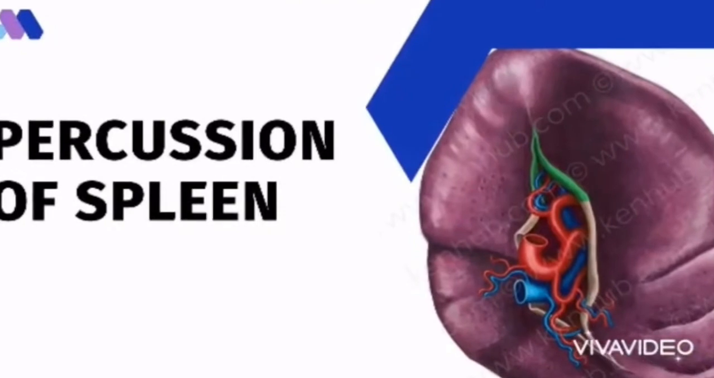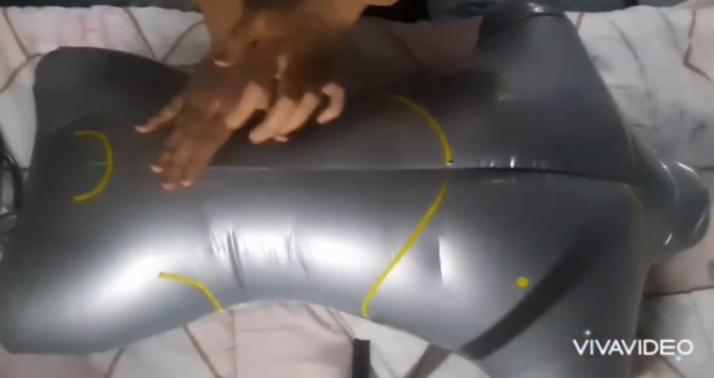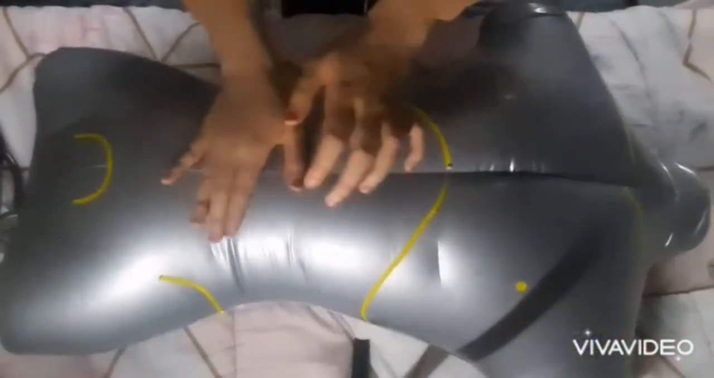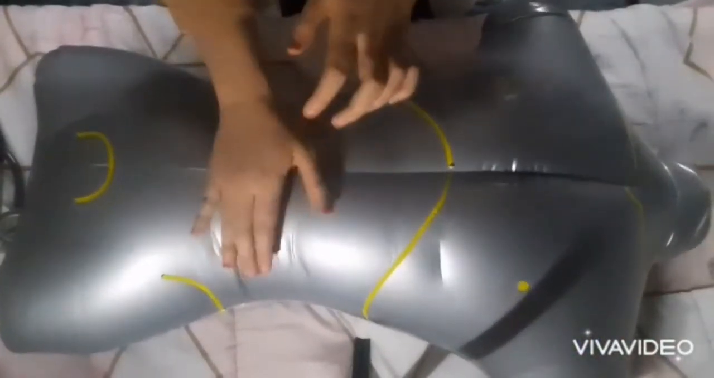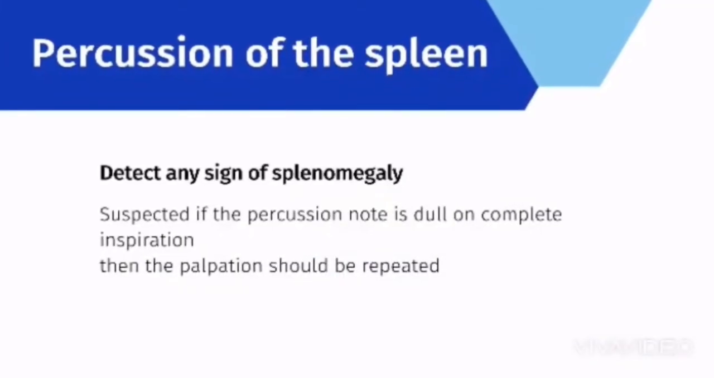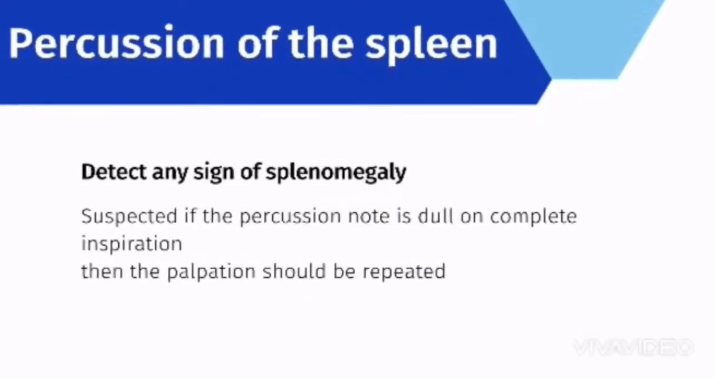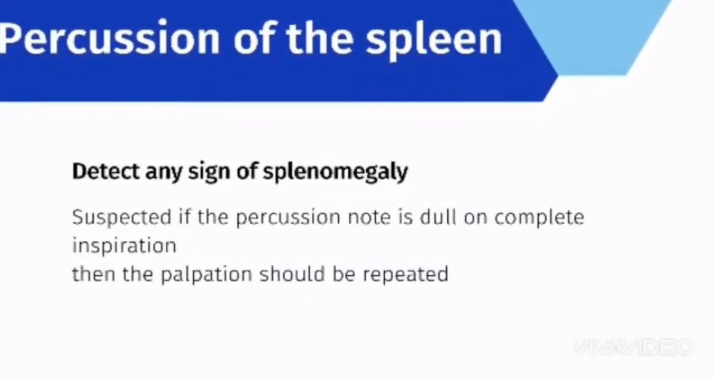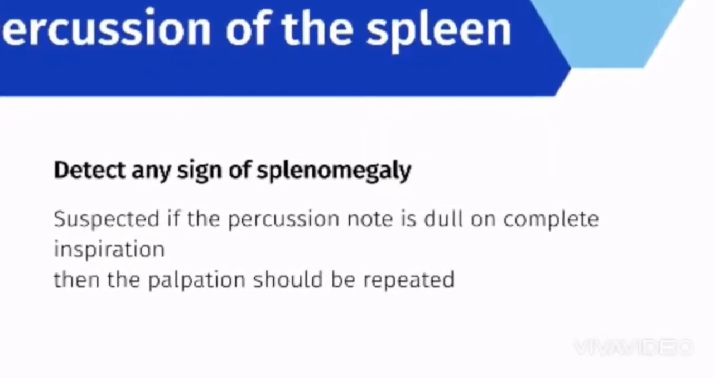Percussion of the spleen. Percussion of the spleen also begins from the right iliac fossa to the left hypochondrium. The purpose of performing percussion of the spleen is to detect any enlargement of the spleen, which is splenomegaly. Splenomegaly is suspected if the percussion note is dull on complete inspiration. Then, the palpation should be repeated.